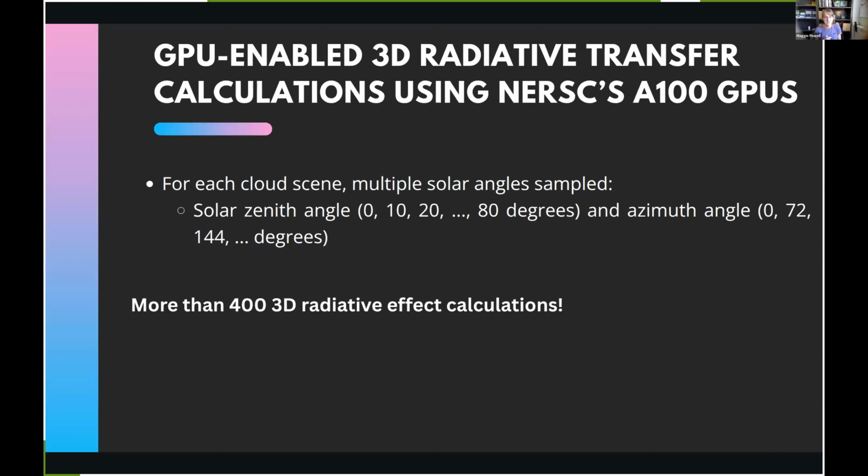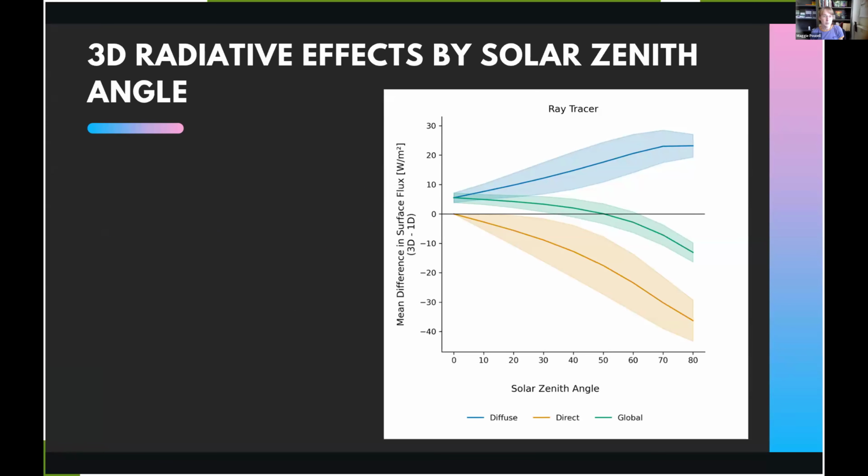Okay, but that was just one scene. We're going to take about 100 cloud scenes, and for each one, we're going to do this in an offline setting, and we're going to move the sun around, sampling multiple solar angles. So moving the sun down from the zenith and changing the azimuth or the polar angle. So in the end, we have more than 400 3D radiative effect calculations. And what do those look like as a function of solar zenith angle?